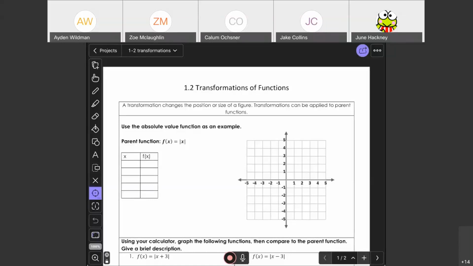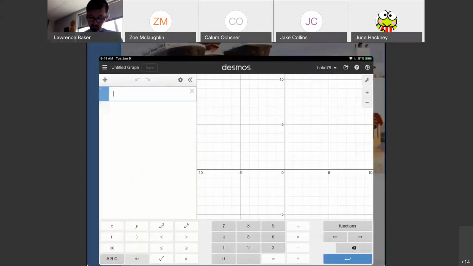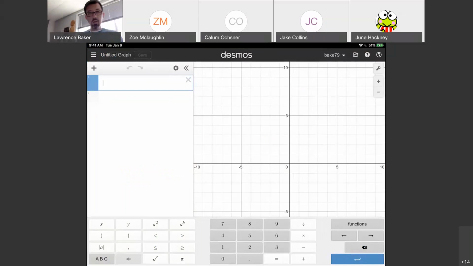All right, so we're going to graph this function. So let's go over to Desmos, and I'll show you guys what to do there. You can type in the y equals if you want, or you can just type the function. But I'm going to go ahead and type the y equals.